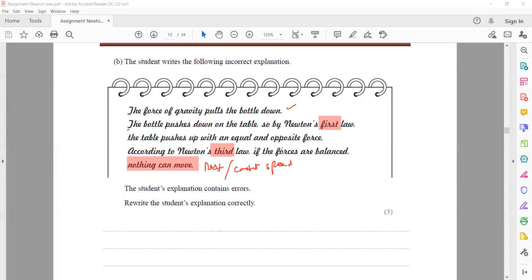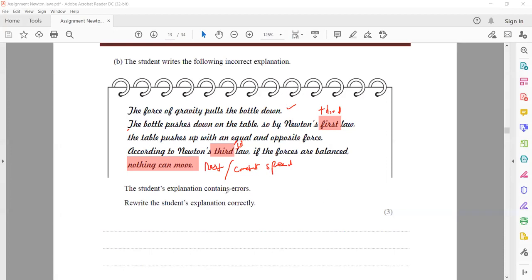So when we rewrite the statement, after removing the error, what is the first error? The bottle pushes down on the table. So by Newton's third law, the table pushes up with equal force, and according to Newton's first law, if the forces are balanced, it's not that nothing can move. If forces are balanced, then two possibilities are there. Either the object will be at rest or it will move with a constant speed. Is it clear, this part?